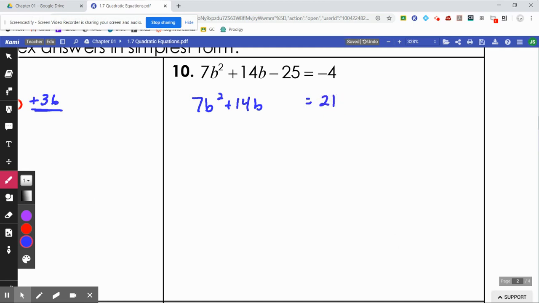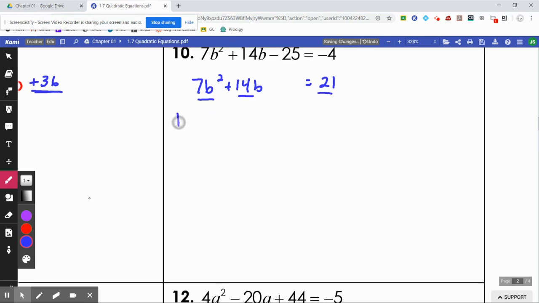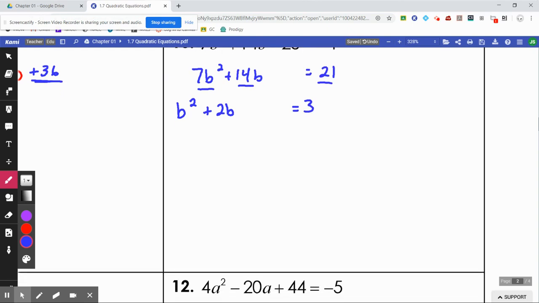Now on this one, I noticed something that's going to make this problem a whole lot easier. All 3 of these terms are divisible by 7. So if possible, so that we don't have to factor, let's reduce this thing. So b squared plus 2b equals 3. And that simplifies our problem so much, because when you have that 7 out front and you have to factor, that's what makes these a little bit harder.